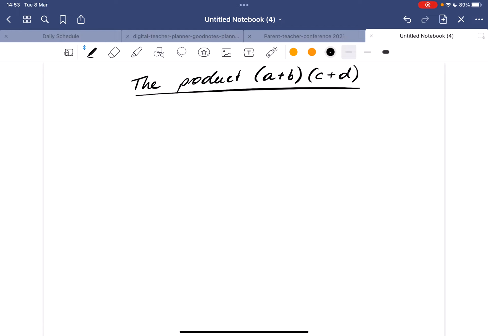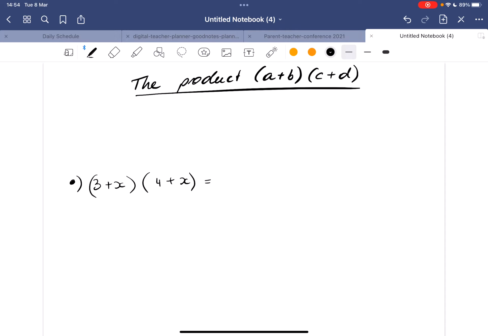Hi guys, so to work out the product (a + b)(c + d), let's have an example. If we have (3 + x) times (4 + x). We are revising how we are expanding those brackets, and I'm going to show you two methods.